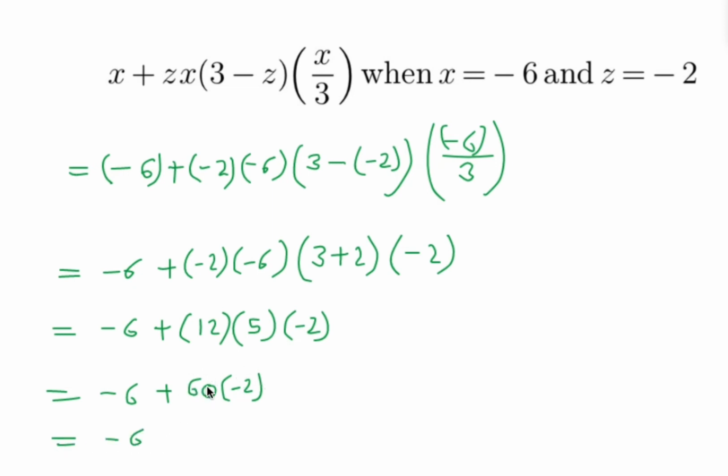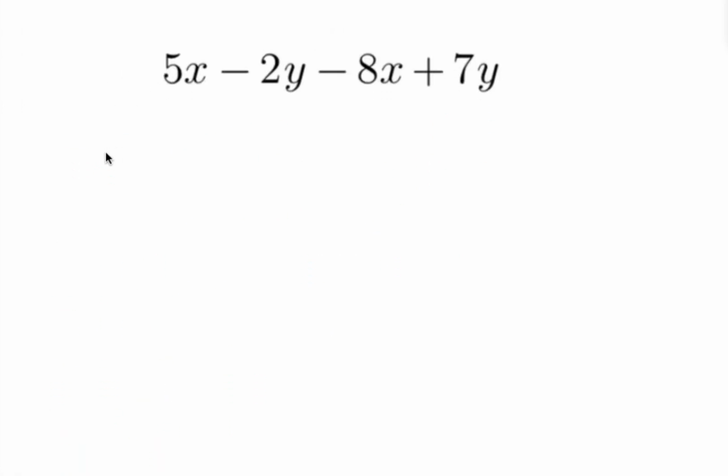And now multiply first, don't add, because according to PEMDAS, first we multiply, then add or subtract. So 60 times -2 is -120. And now you can add, subtract. So our final answer is -126. Same sign, addition, and take the larger number's sign. So the answer is -126.